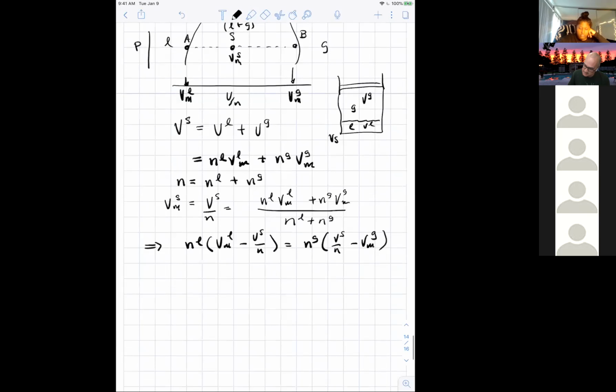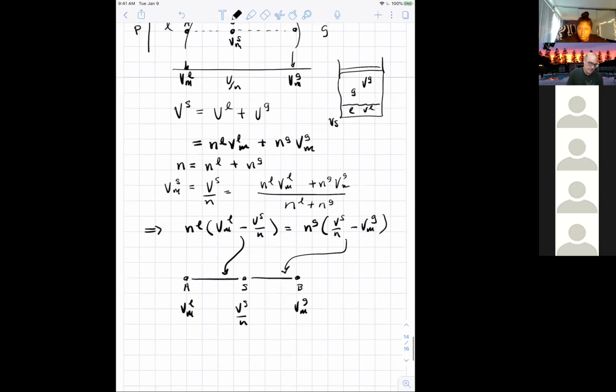So let's look at this. Again, let's look at our line because we have point A, point S, and point B. And if we look at what these are, remember that this is Vm of the L, this is Vm of the gas, and this is Vs over N. So this distance here is that VmL minus Vs over N. That gives us that length. And this gives us that length, right?